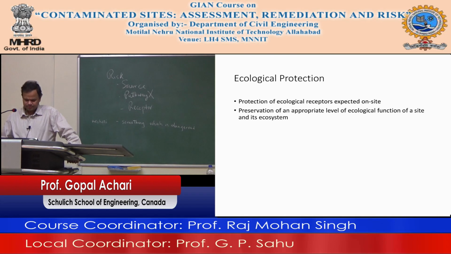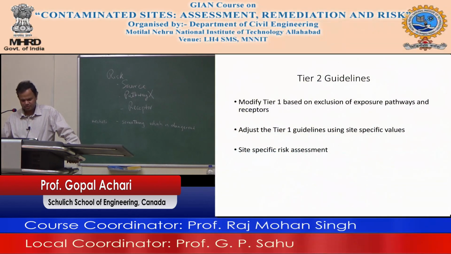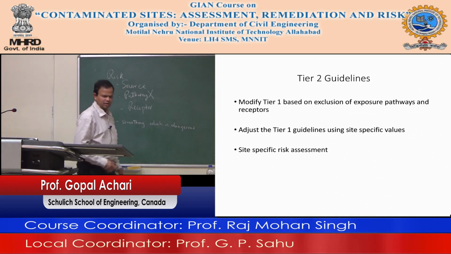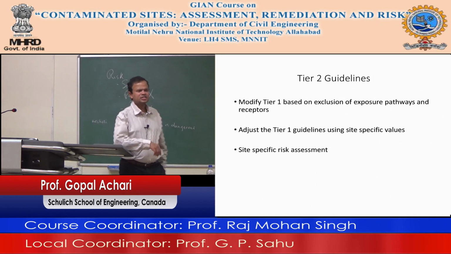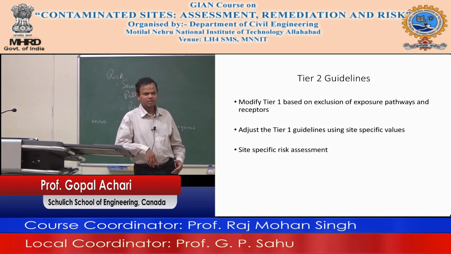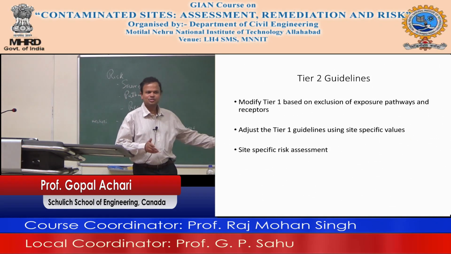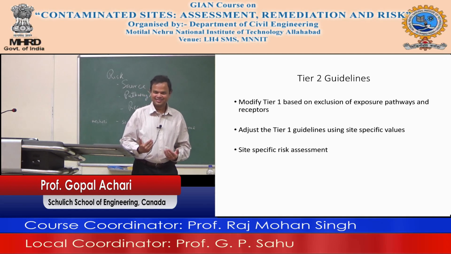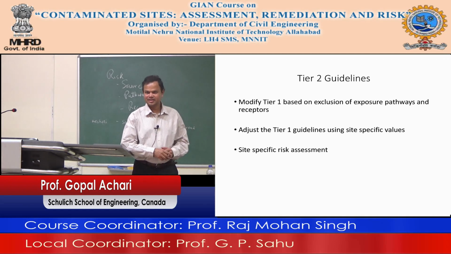So tier 2: modify tier 1 based on exclusion of exposure pathways and receptors, adjust tier 1 guidelines using site specific values. Basically they allow you to modify your tier 1 with site specific information. So in tier 1 it's always toddlers, right? Because that's how the tier 1 number was derived for a residential commercial site, right?